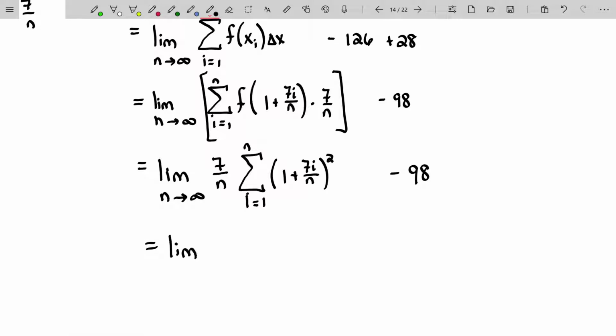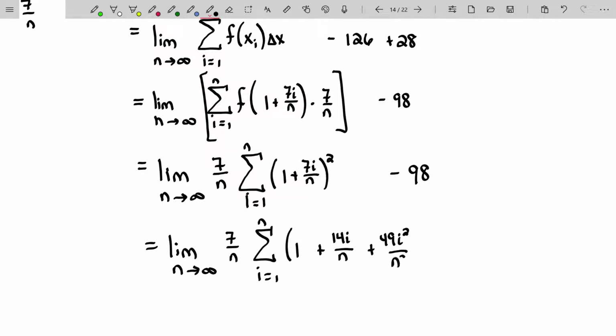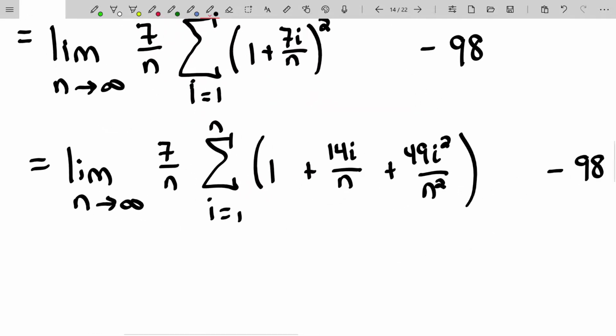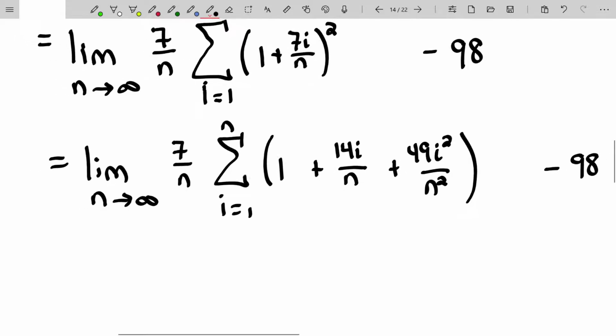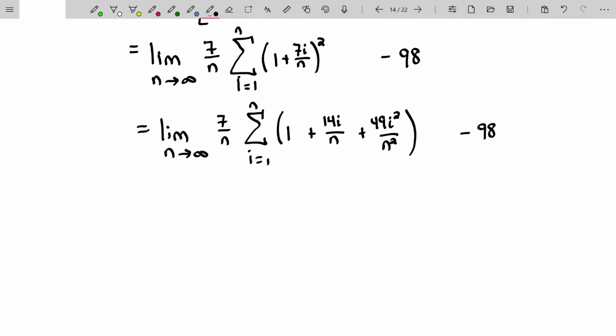That's the limit as n goes to infinity of 7 over n times the summation, again, i equals 1 to n. This will be 1 plus 14i over n plus 49i squared over n squared. Double check that, but that is correct. Minus 98. And now we have properties of summations where we can break this summation apart into 3 different summations. So I'm going to go ahead and do that.